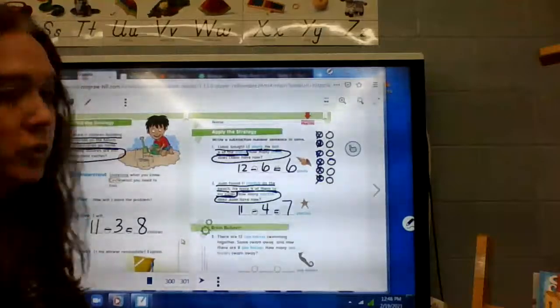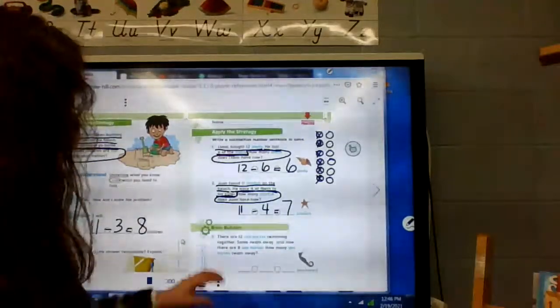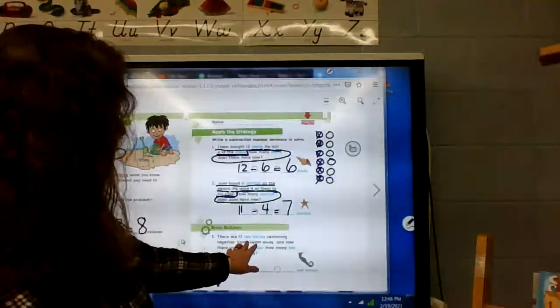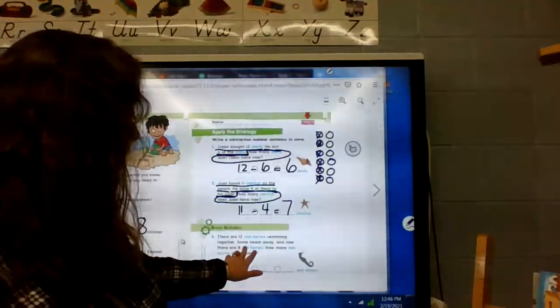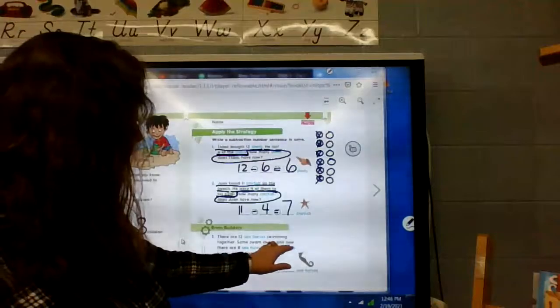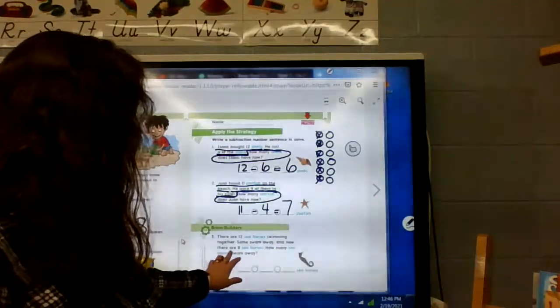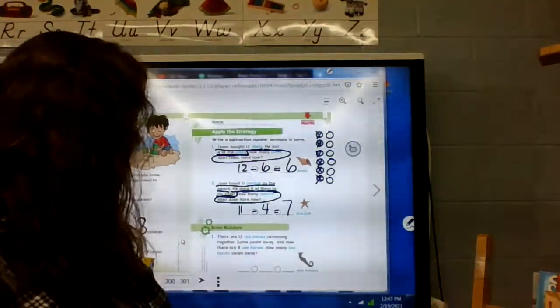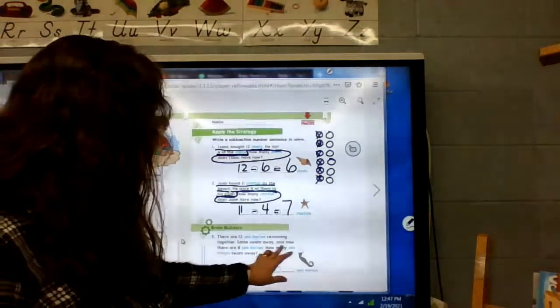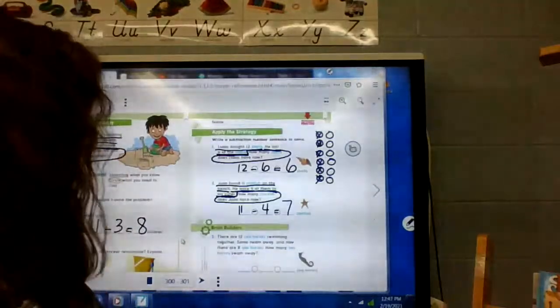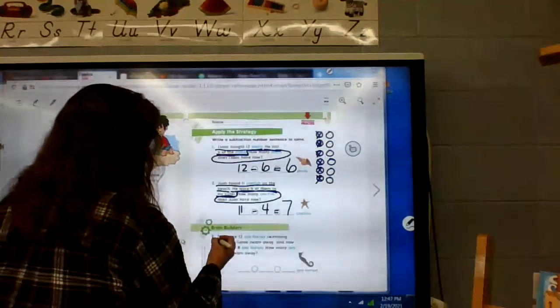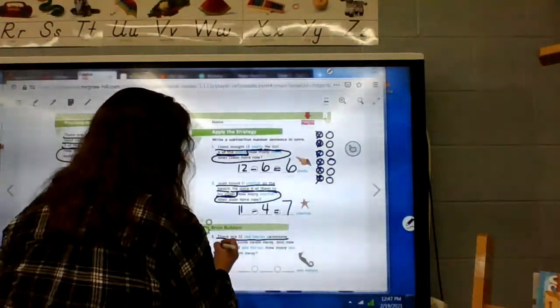Okay. Ooh, they're giving us a tricky one. There are 12 seahorses swimming together. Some swam away, and now there are 8 seahorses. How many seahorses swam away? Okay, what do we know? We know there are 12 seahorses swimming together.